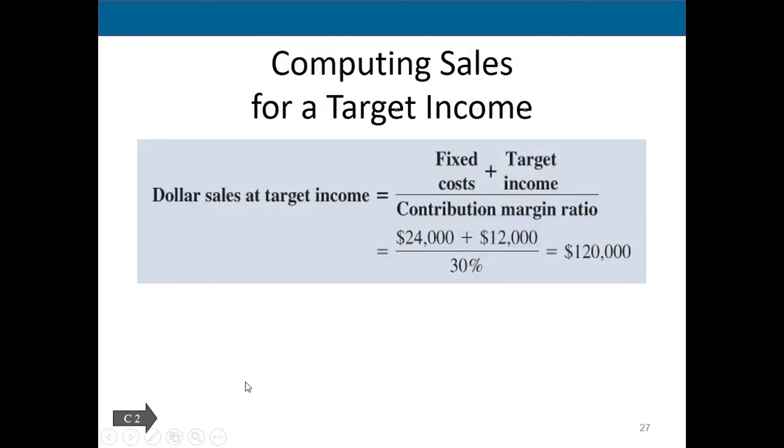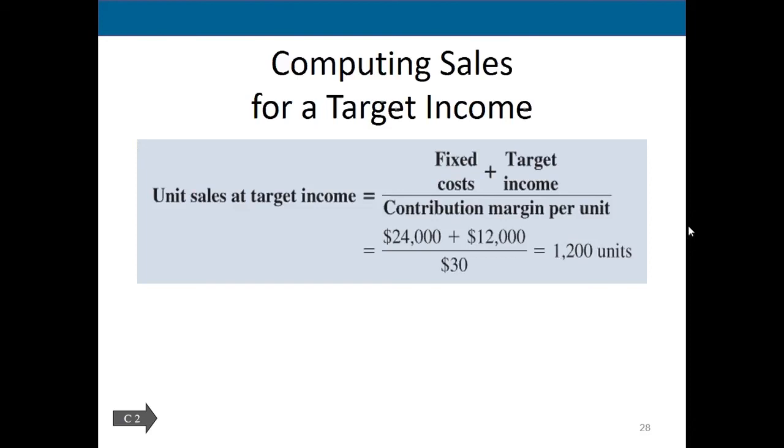All right, what if we said, hey, what's it going to take? How much do we have to sell in dollars in order to earn a specific income? Let's say we wanted to earn a $12,000 net income. It's just a different formula. It's not even really different. We just add a piece to it. It's fixed cost divided by contribution margin ratio, but we're just going to add in our target income of $12,000. Here's what it is. It says that we have to sell $120,000. Now we don't have to sell $80,000. We have to sell $120,000 worth of stuff in order to get there. Dollar sales at a target income.